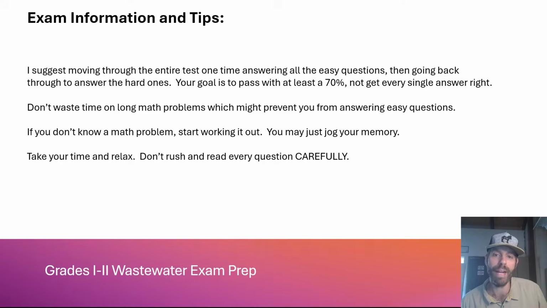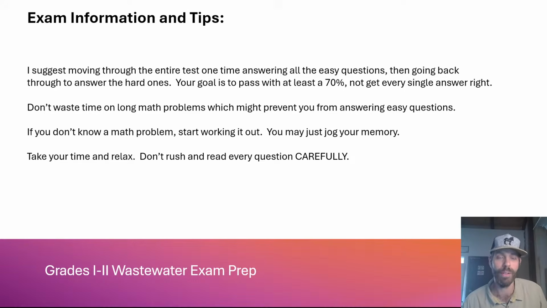Another thing to mention about California, and every state's got their own weird things they do. In California, it does not matter if you get 100% of the conceptual right. If you do not pass 50% of the math, you fail. So you have to get at least a 70 and at least 50% of the math. If you get an 80% total, but you missed over half of the math, you fail.